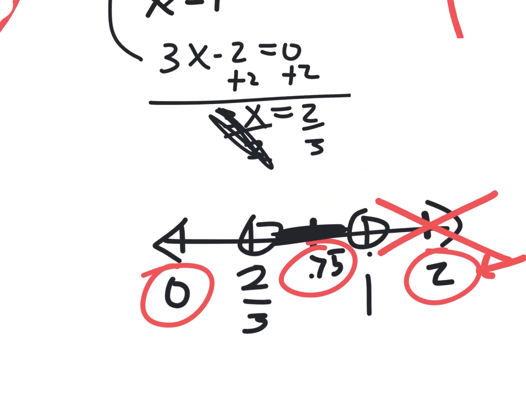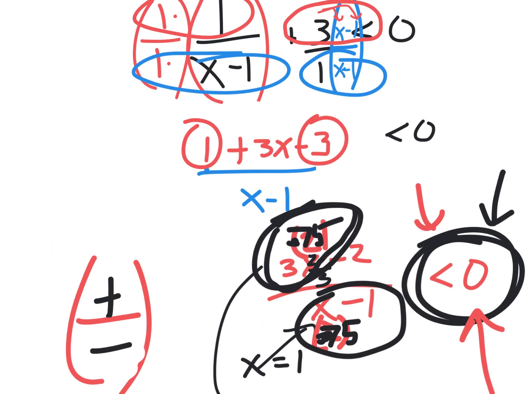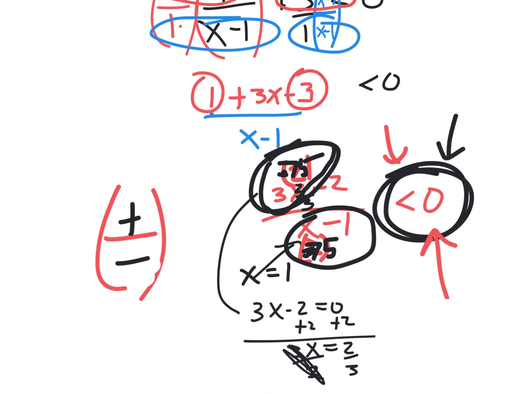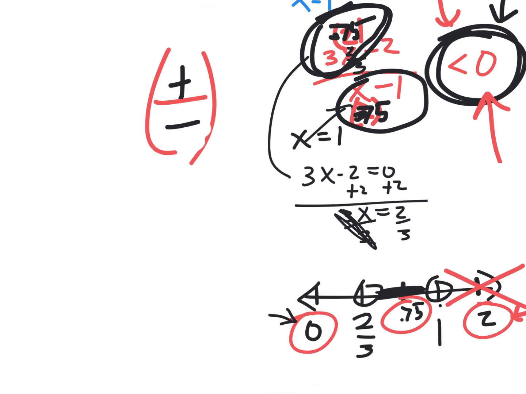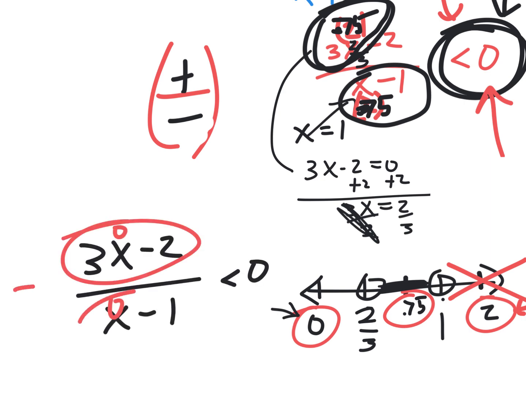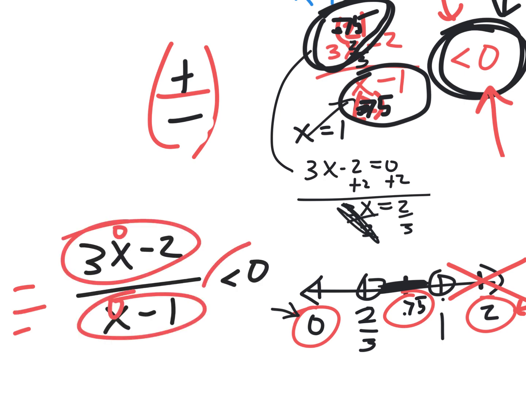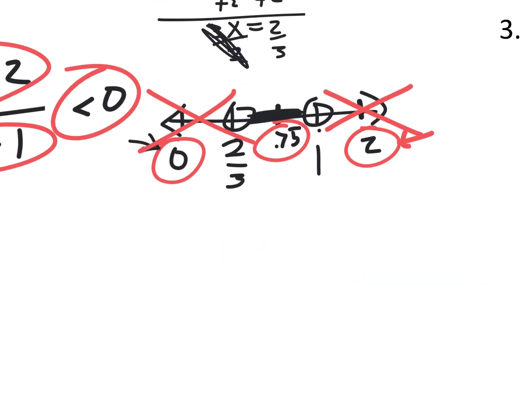Cool. And last but not least, I'm checking 0. 0 gets put into my equation. It's getting so messy, I'm going to rewrite it. 3x minus 2 was on top, and x minus 1 was on the bottom, and I wanted it to be less than 0. And now I'm testing 0. That came out negative. That came out negative. Negative divided by negative comes out positive. Positives are not less than 0. Cross that off. There's my final answer.